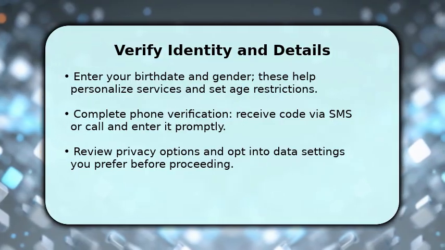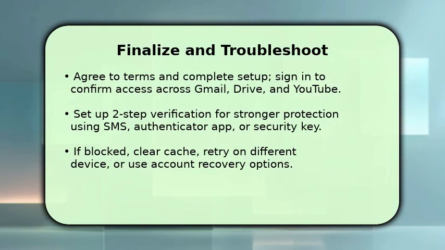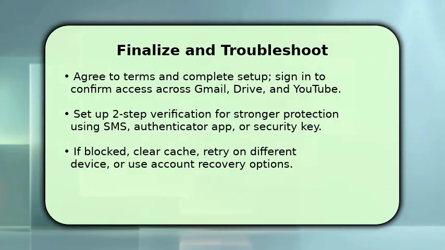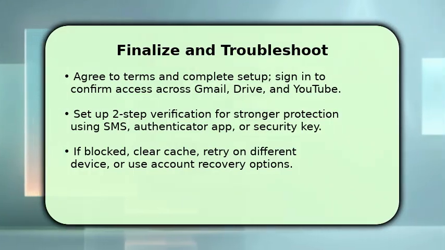Finish by accepting Google's terms and completing the setup, then sign in to confirm access to Gmail, Drive, and other apps. Immediately enable two-step verification. Use an authenticator app or security key for robust protection. Add recovery options and check sync settings so your contacts and data save safely.